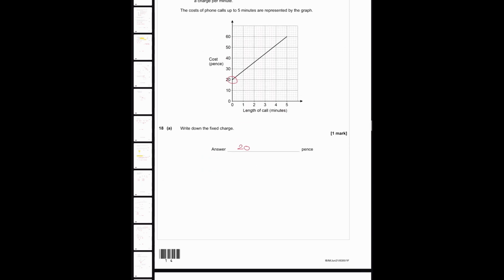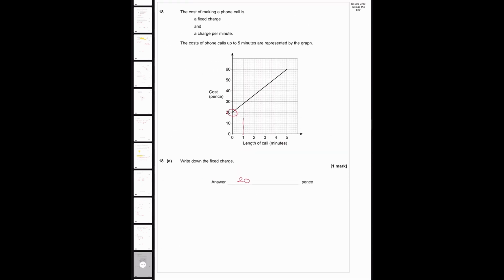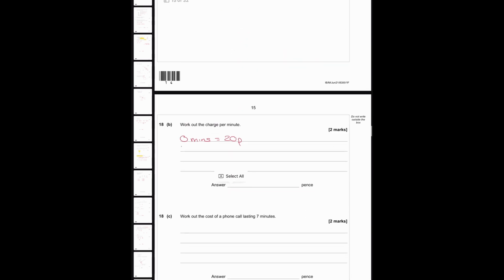The second part of our question is asking us to work out the charge per minute. We can work this out by looking at the price of the bill when we do not use any minutes, which is 20 pence, and then the price of the bill when we do use a minute, which, if we use the graph, is 28 pence. The difference between these two amounts is 8p, so we must be paying 8 pence per minute.